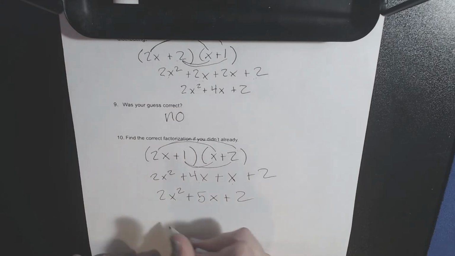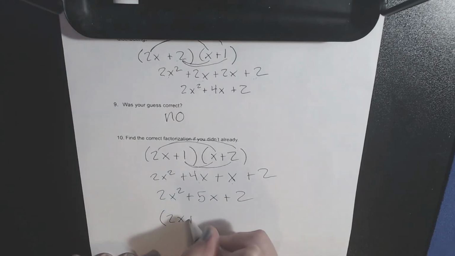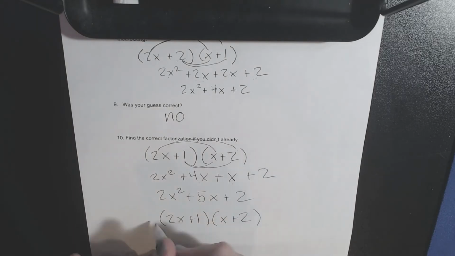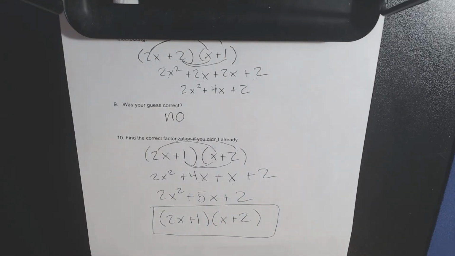So it turns out our factored form here is 2x plus 1 and x plus 2. That's our factored form for this one, okay?